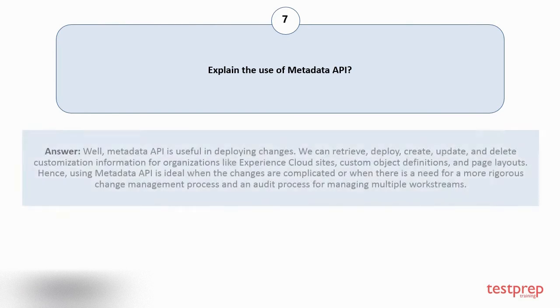Question number 7, explain the use of Metadata API. Your answer is: well, Metadata API is useful in deploying changes. We can retrieve, deploy, create, update, and delete customization information for organizations like Experience Cloud sites, custom object definitions, and page layouts. Hence, using Metadata API is ideal when the changes are complicated or when there is a need for a more rigorous change management process, and an audit process for managing multiple workstreams.